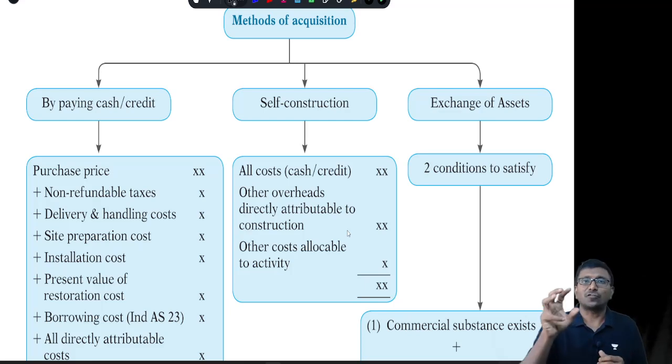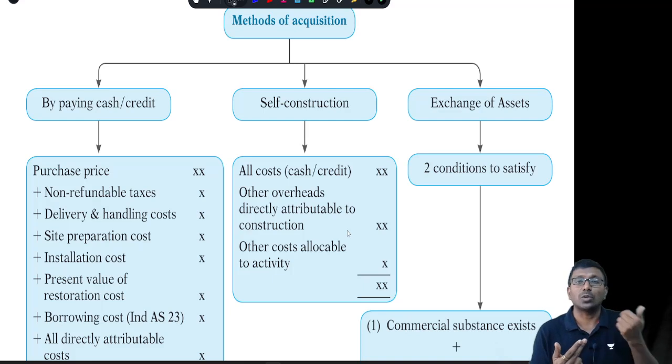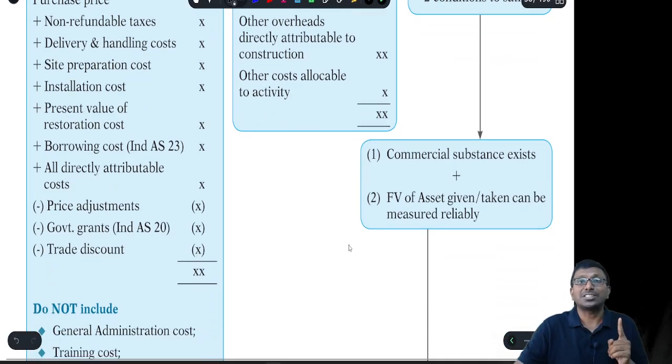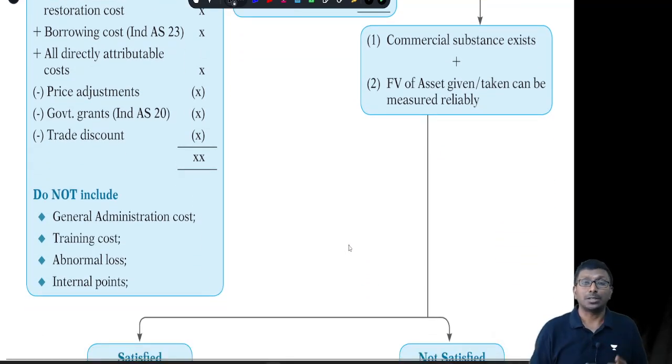Next, in case of exchange, that is under the barter system. Before we get into accounting, first there are two conditions to satisfy. If you satisfy the conditions, one way of accounting. If you do not satisfy, another way of accounting. What are all the conditions? First one is commercial substance should be there. Commercial substance should exist. What is commercial substance?